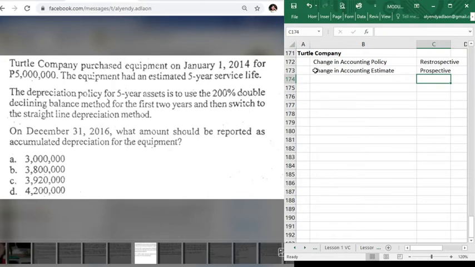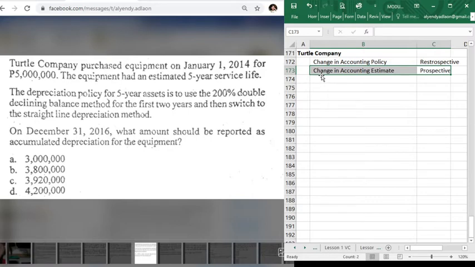Now, the question is, where does the change in depreciation method fall? Since it is depreciation, that is only cost allocation. It is only to estimate the cost of the asset. So that's why it falls under change in accounting estimate. Basta depreciation, change in depreciation method, change in useful life, that is a change in accounting estimate. So the treatment would be prospective.